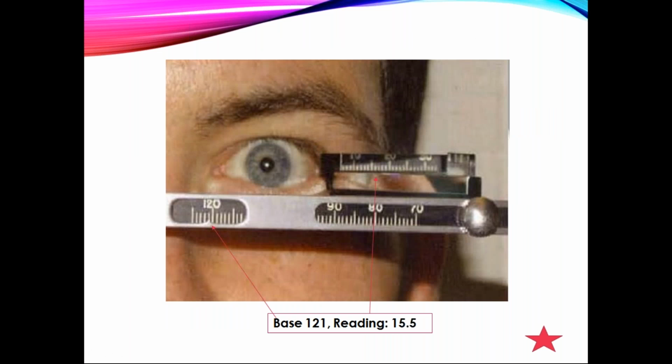You can see in this particular picture the reflection of the anterior surface of the eye is seen here. It is matching with one particular value.